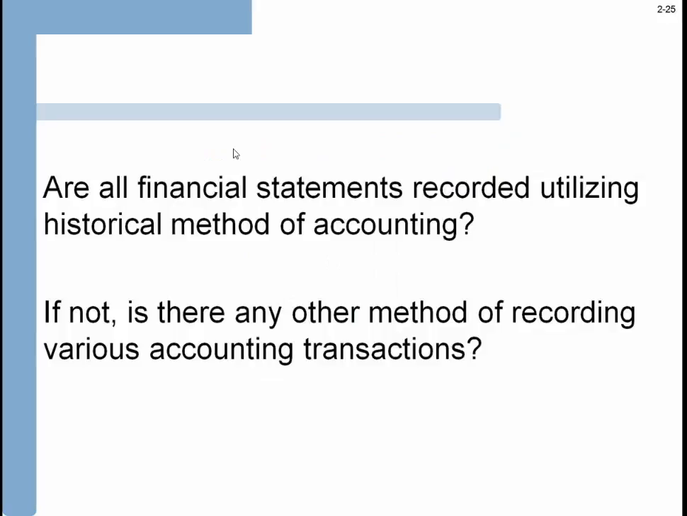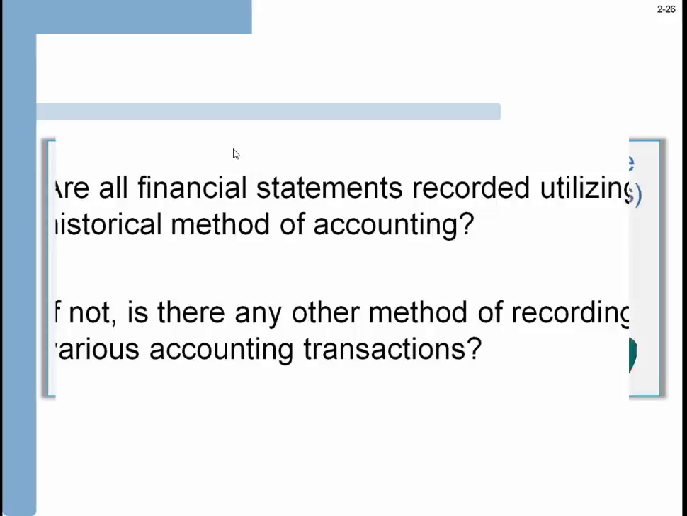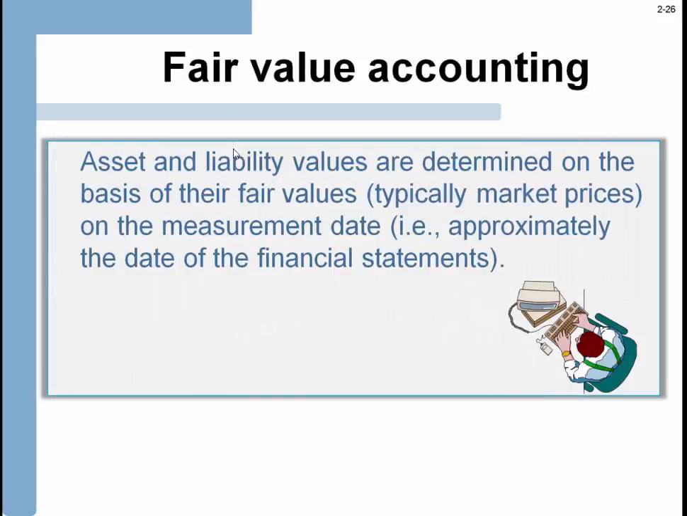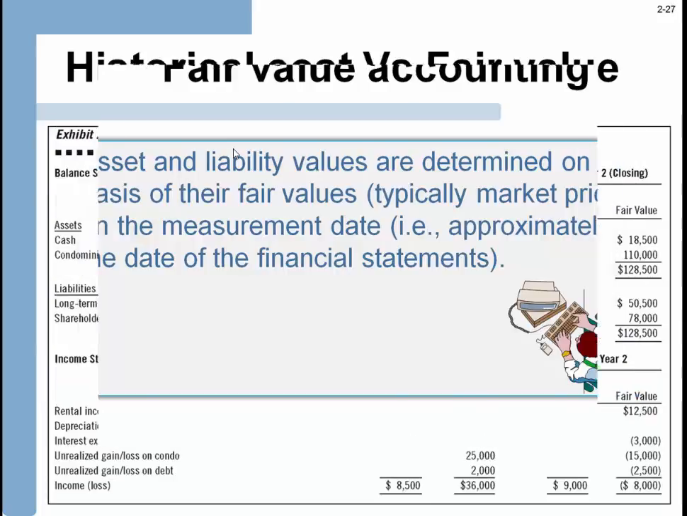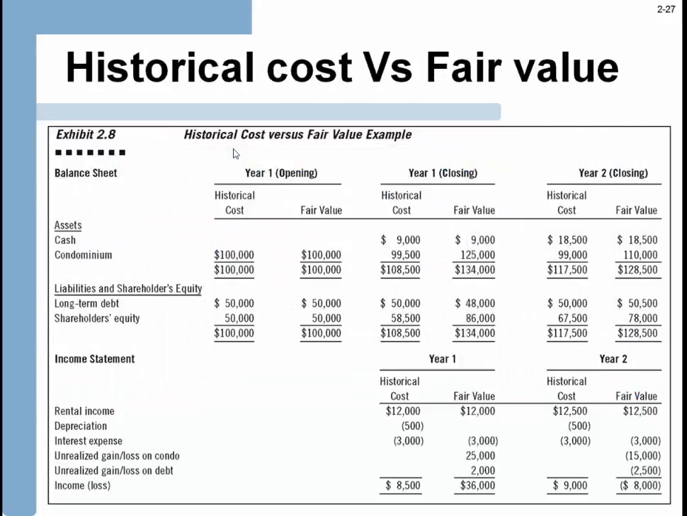Are all financial statements recorded using the historical cost method? If they're not, is there any other method of recording various accounting transactions? There's something called fair value accounting, where you typically put stuff on your books at market prices, measured at the time of the financial statements. So it could be all over the board. So let's take a look at this example.